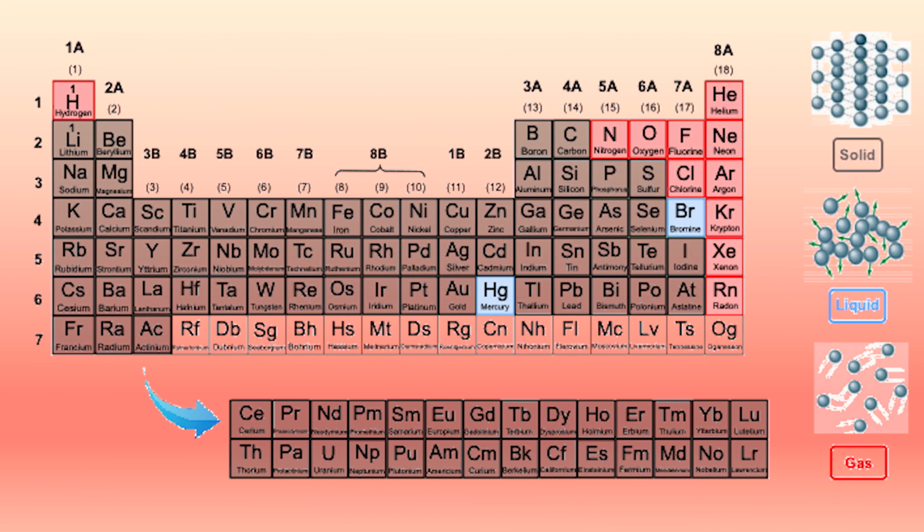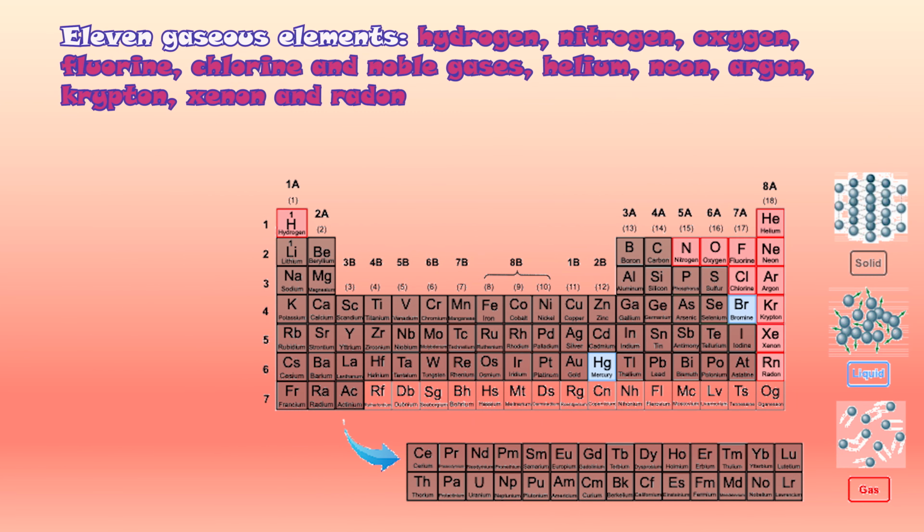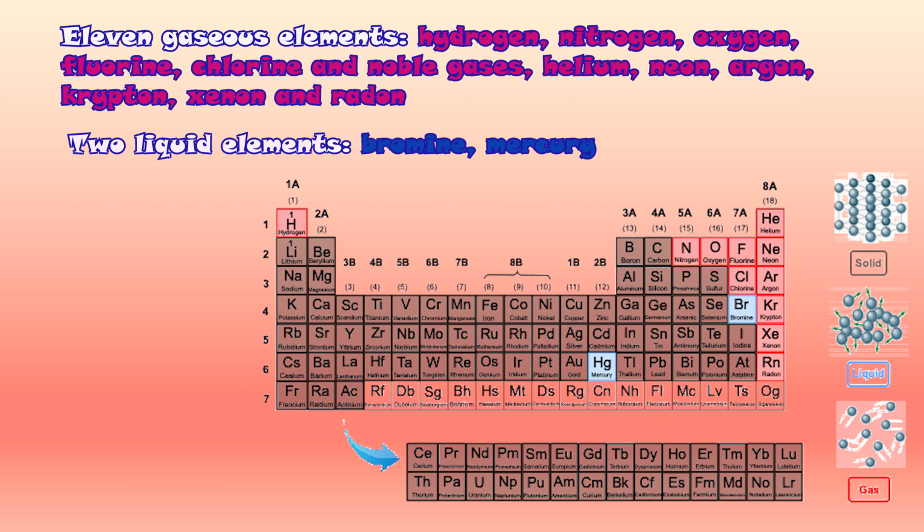Now let's highlight the phases of elements in the periodic table. In standard conditions, of the 118 elements, 11 elements are gaseous: hydrogen, nitrogen, oxygen, fluorine, chlorine, and the noble gases helium, neon, argon, krypton, xenon and radon, which are gases at standard temperature and pressure. 2 elements are liquid, bromine and mercury, and the rest are solid.